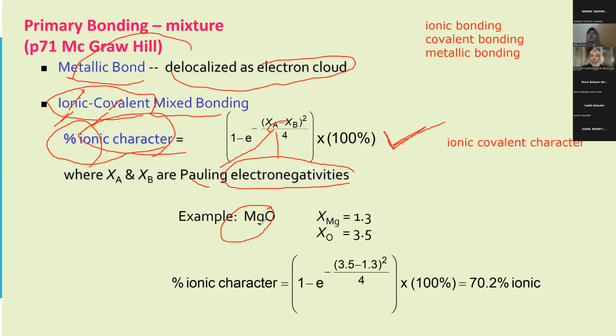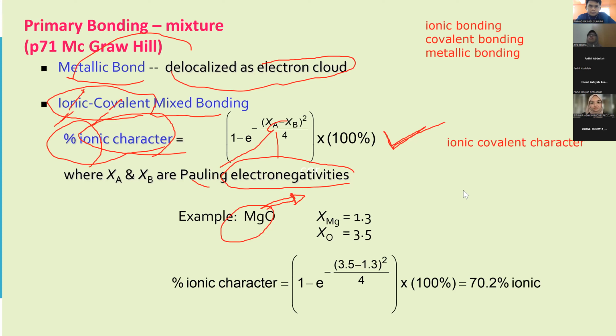Okay, magnesium oxide. Can someone answer what is the type of bonding of magnesium oxide? Could you answer it? Ionic, covalent, or metallic bond? For magnesium oxide, what do you think? Ionic solid, covalent solid, or metallic? Ionic. Okay. Yes, ionic bonding.